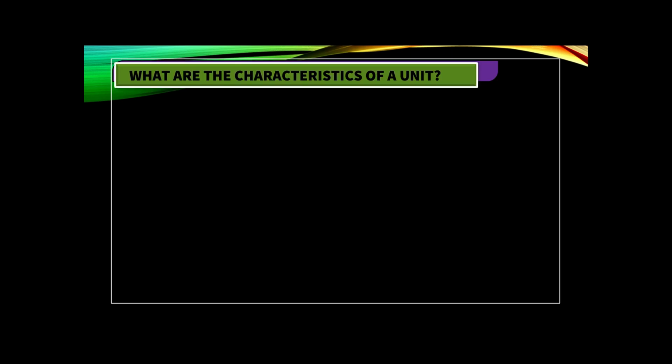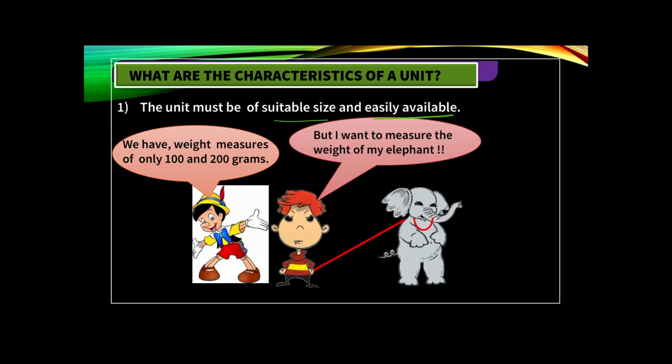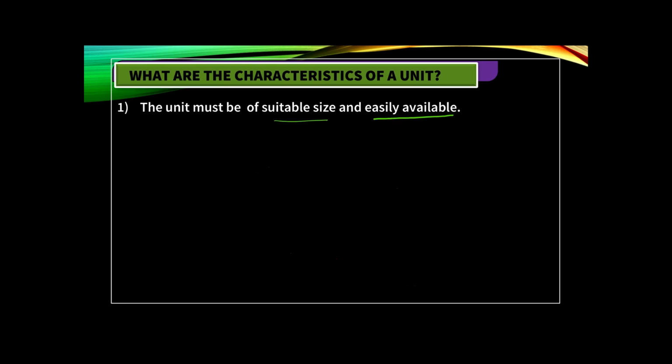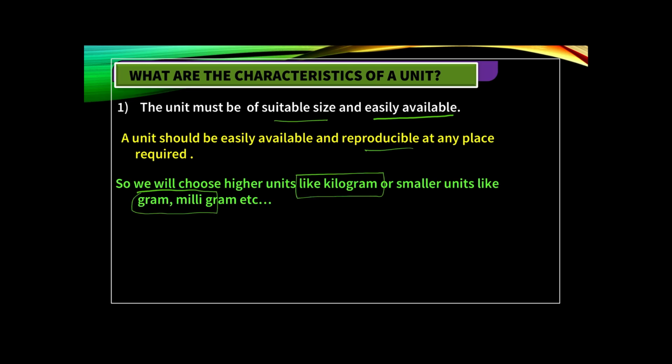We move on to the characteristics of a unit. There are certain characteristics. The first characteristic of a unit is it must have suitable size and be easily available. You have only 100 and 200 grams with you, and you want to measure the mass of an elephant. Gram, is it enough? No, you need kilogram. So the unit should be easily available and it should be reproducible at any place required. If the object is very huge, you will go for kilogram, and smaller ones, gram, milligram, etc.